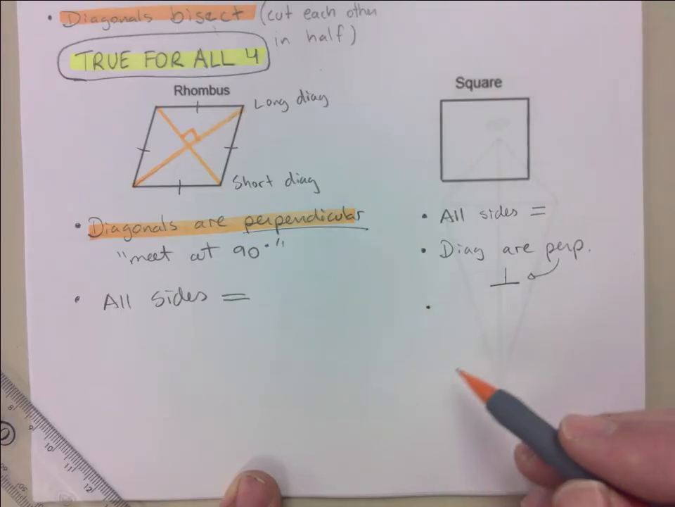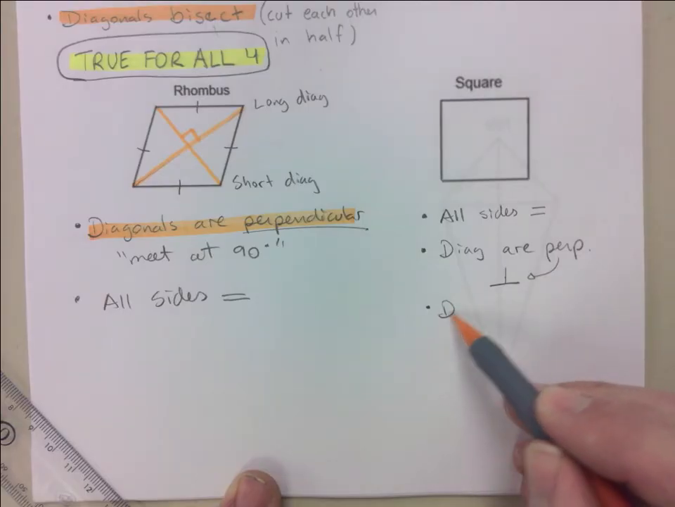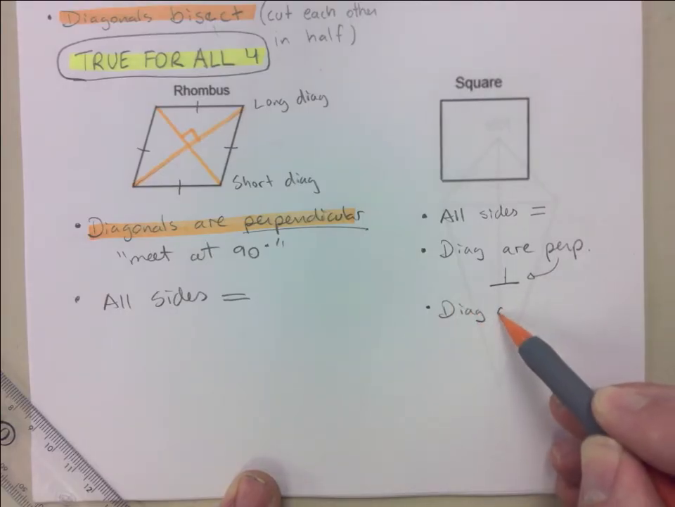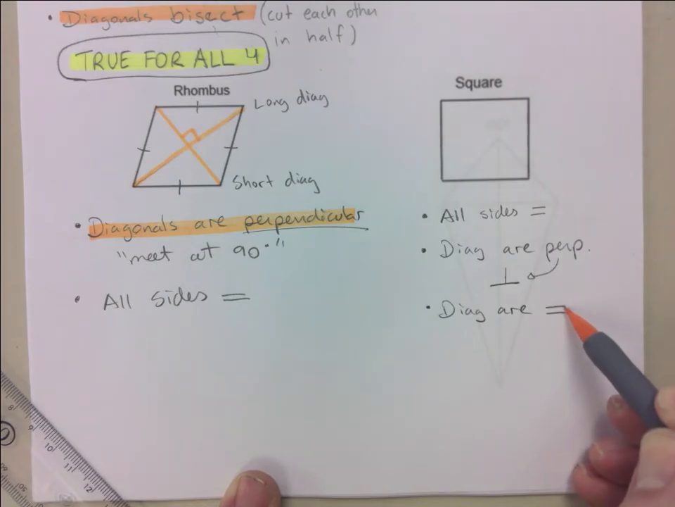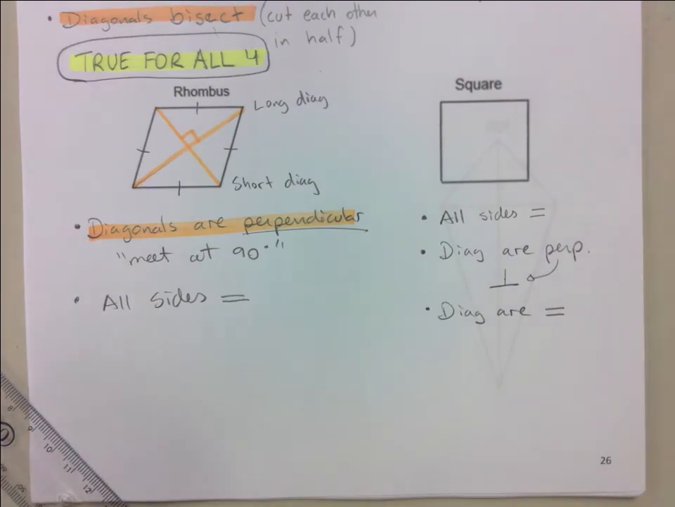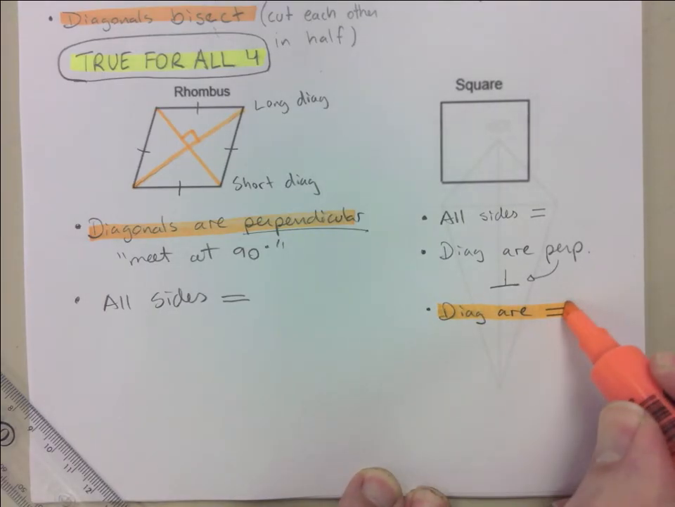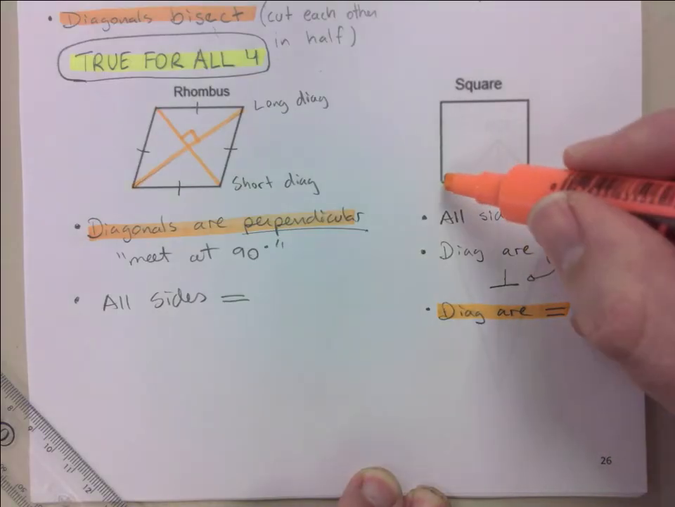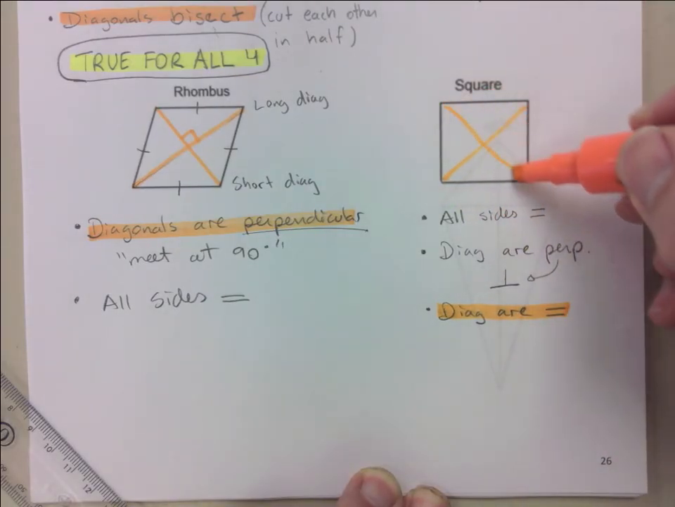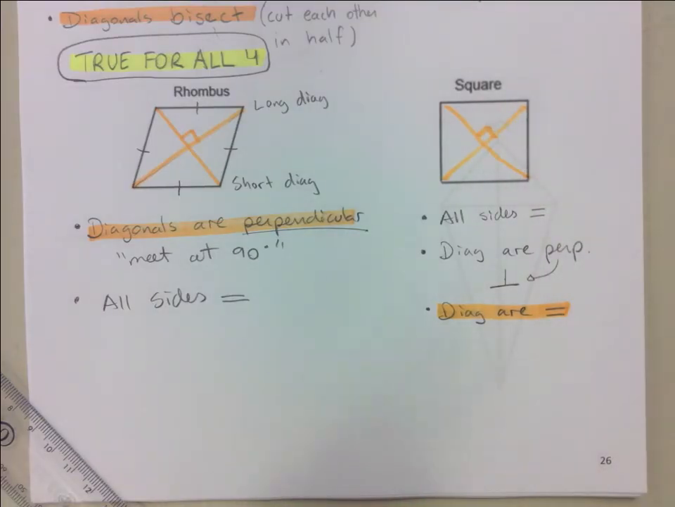And diagonals are equal as well. So I'm going to talk about diagonals. They are equal in length, and they also meet at a 90. And a lot of these things you already know.